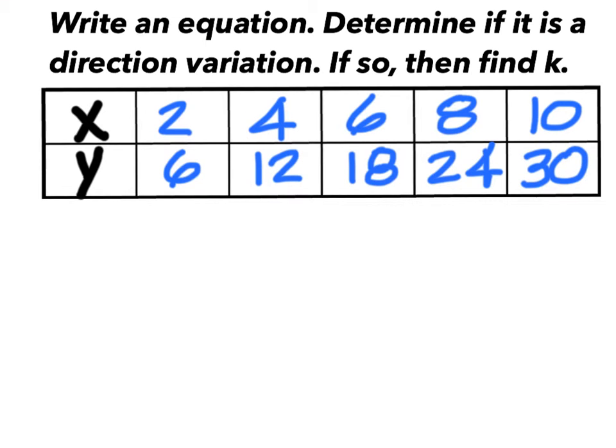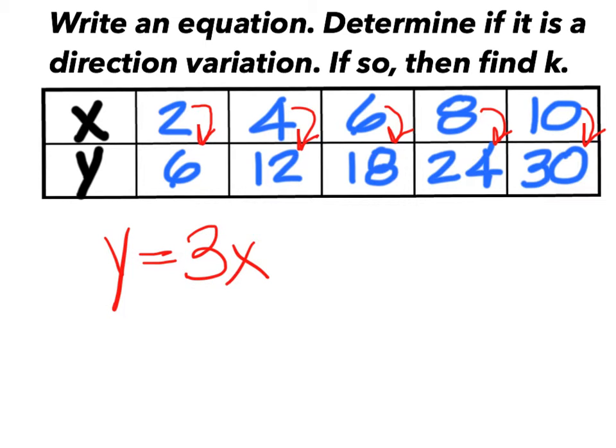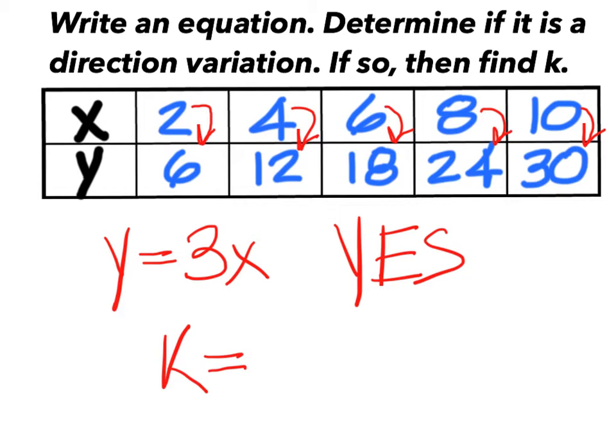Okay, on this one, we're going from 2 to 6, and then 4 to 12, 6 to 18, 8 to 24, and 10 to 30. What is happening, if anything, each time that is the same to go from x to y? Yes, we're multiplying by 3. So y equals 3x. Is this a direct variation? Yes. And since it is a direct variation, what does k equal? 3.